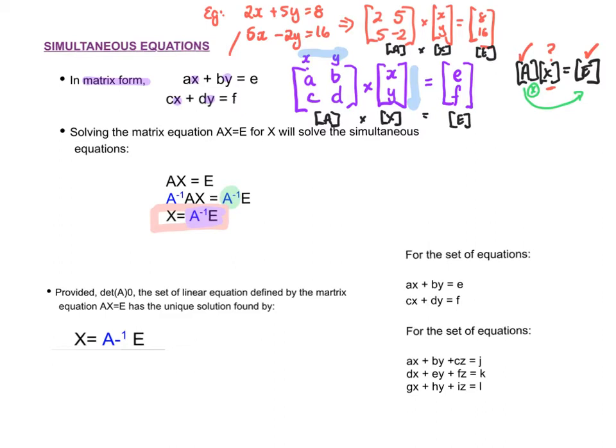Now, if it's saying provided the determinant of A, so this one at the front, doesn't equal 0. If the determinant of that equals 0, you can't get an inverse, didn't we? We practiced that. So that means these equations never have a spot where they solve. And so that's what that means.